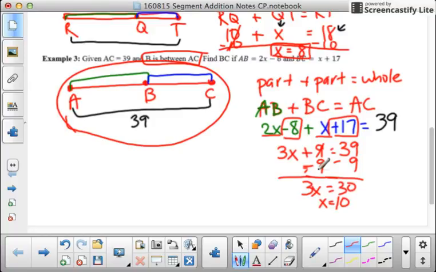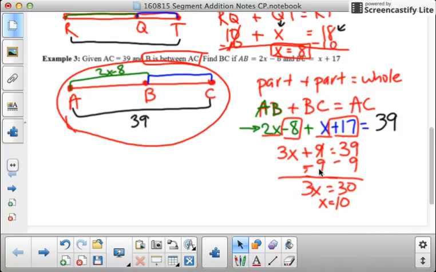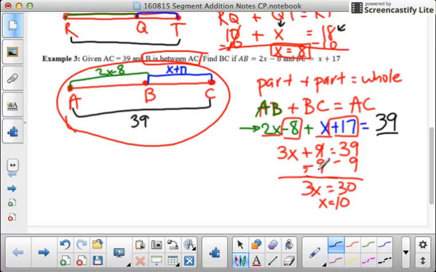So same kind of problem, part plus part equals a whole. That first part, AB, is 2x minus 8. So instead of writing AB, I just put 2x minus 8. And BC, instead of writing BC, I just put x plus 17. And then AC is 39, so this is going to equal 39.